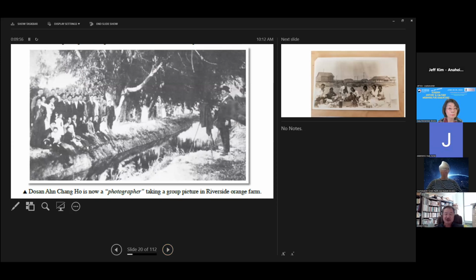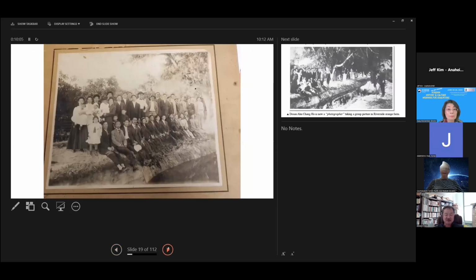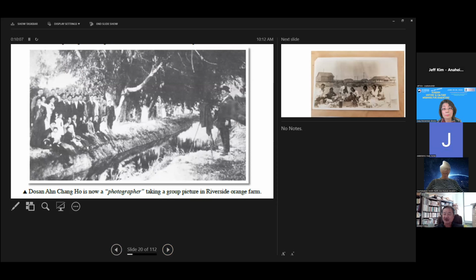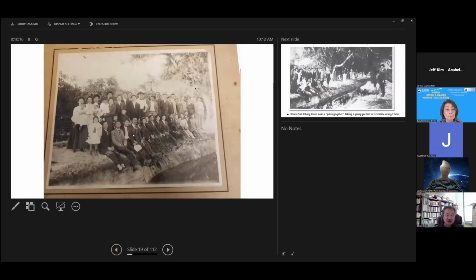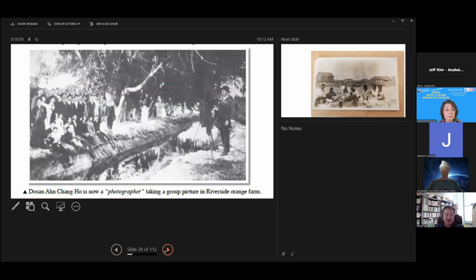And this is another interesting photograph. This time, Ahn Chang-ho is a photographer. He's taking photographs of this delegate. Remember, same photo, different angle. So this is another very interesting photograph: Ahn Chang-ho taking a photo of this delegate. Maybe that's... oh yeah, no, it's a different angle. That's Ahn Chang-ho, but anyway.